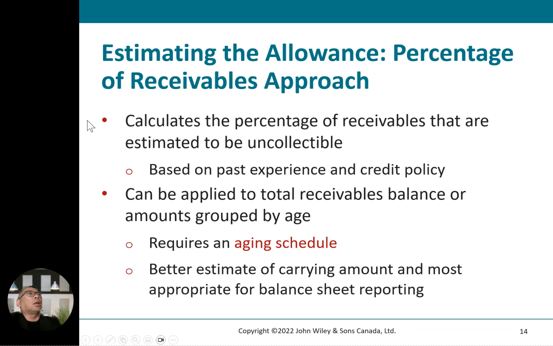175,000. So estimating the allowance is based on the percentage of receivable approach. How are you going to do that? Calculate the percentage of receivables that are estimated to be uncollectible using past experience and credit policy. For example, if you have a tendency of 1% bad credit, you apply that 1% continuously, okay? It can be applied to the total receivable balance or to amounts grouped by age, which requires an aging schedule, a better estimate of carrying amount, and more relevant balance sheet reporting.